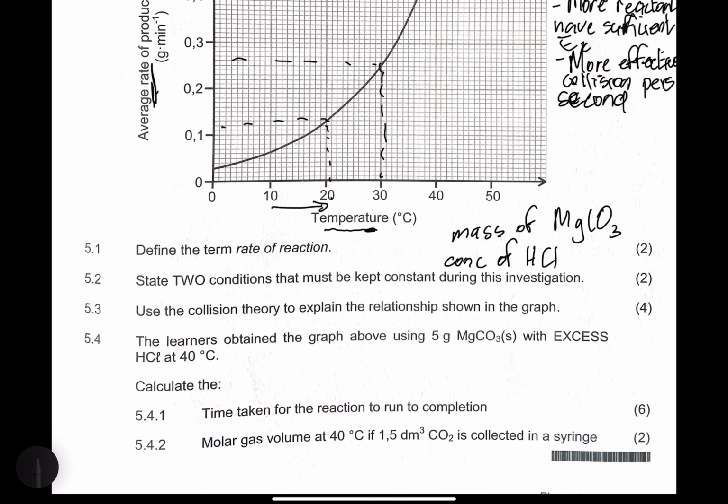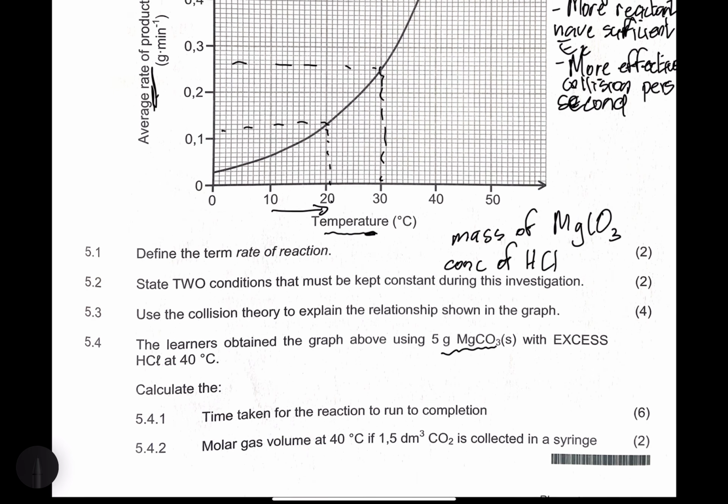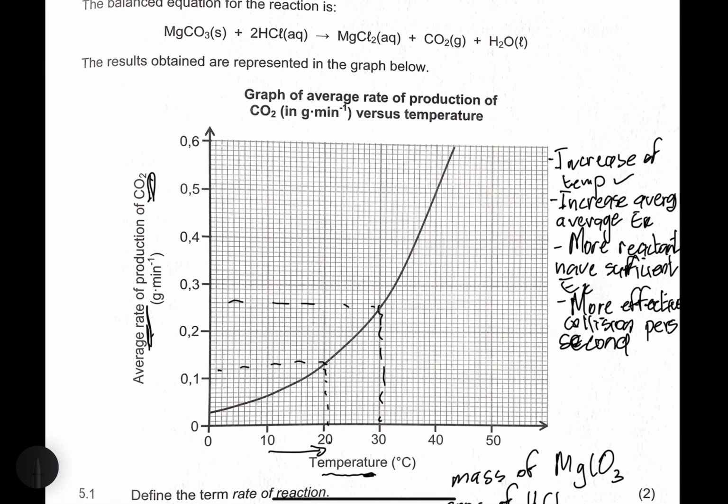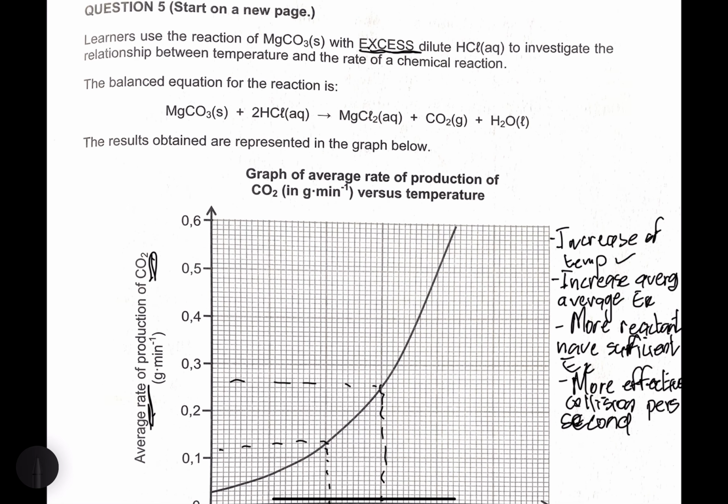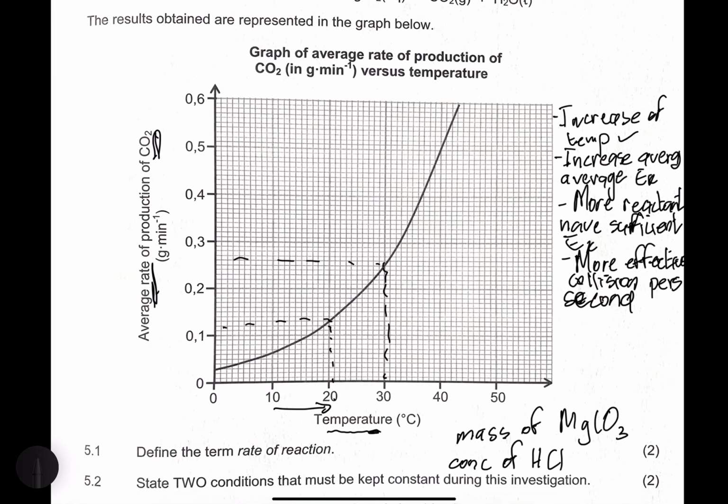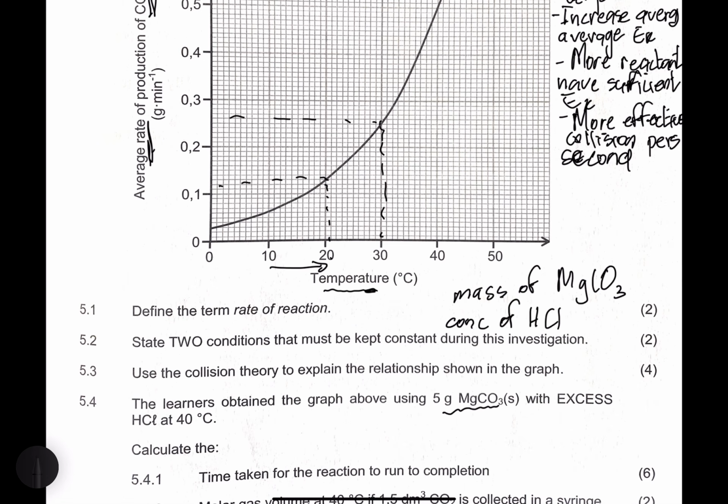They say the learners obtained the graph above using 5 grams of magnesium carbonate, okay, with excess hydrochloric acid. So we know we are now going to use 5 grams of magnesium carbonate. And of course, I'm expecting that would decrease as the reaction takes place. Remember, they did say that we've got magnesium carbonate in this case, and the hydrochloric acid is in excess. Okay, now, all right, so notice that they have performed this reaction at 40 degrees.